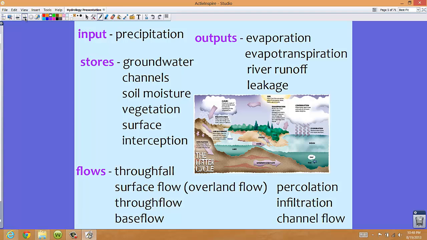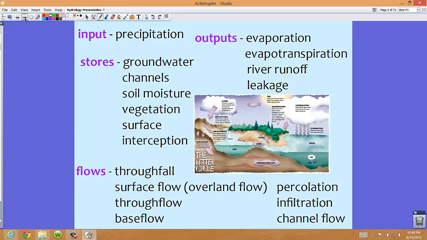We have outputs as well. This is where we have that water leaving, becoming condensation again, and in the form of evaporation. Evapotranspiration. Now, this is just a fancier term for transpiration, that evaporation from plants. River runoff would also be an output.